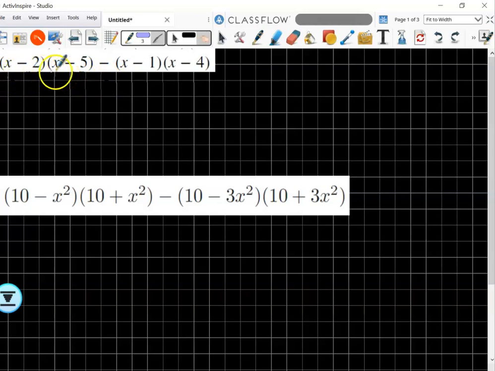So if we look at x take 2, x take 5, did anyone come up with a shortcut for how they can expand that pretty quickly? So I can look at that and say, well, that's going to be x squared take 7x plus 10. Right, so now people are going, yeah. So how are you doing that?